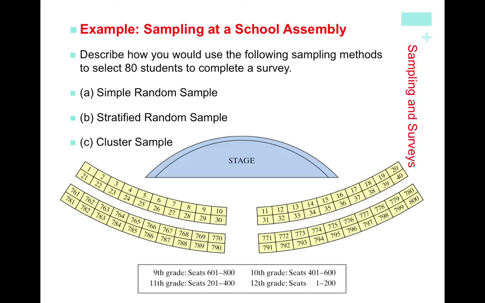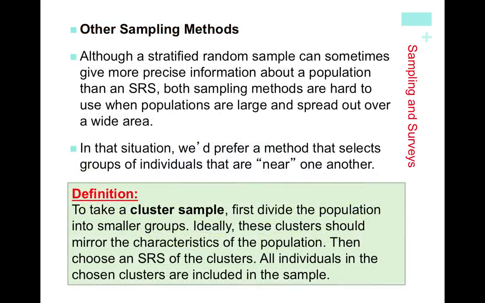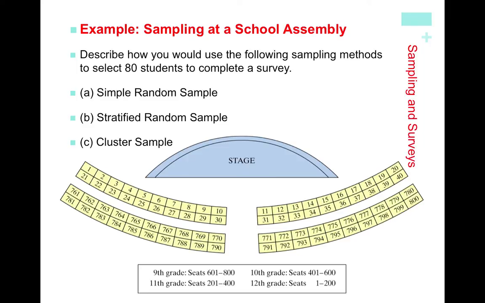So here are the 800 students present at the assembly. A map of the auditorium is shown on the page. Note that students are seated by grade level and that seats are numbered 1 to 800. So you have to use this key down here to understand that 1 through 200 are your seniors, and so on. I don't have the answers, we could just talk about them.